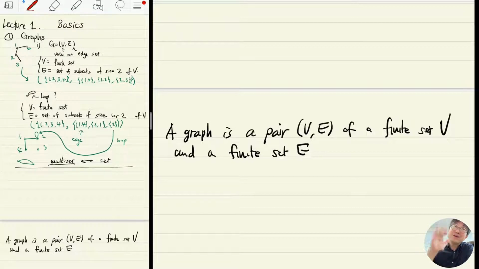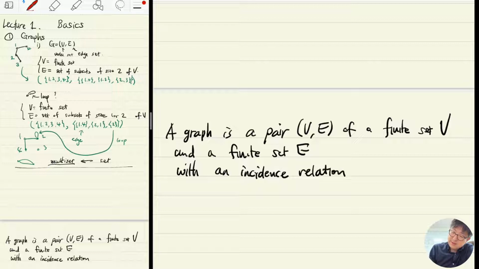Now I don't say that E is a set of subsets of V. E could be anything. You can think of E as a set of labels of edges, and V as a set of labels of vertices. And there's an implicit incidence relation, let's say for graph G, an incidence relation between V and E.